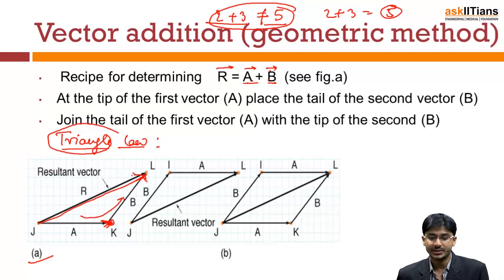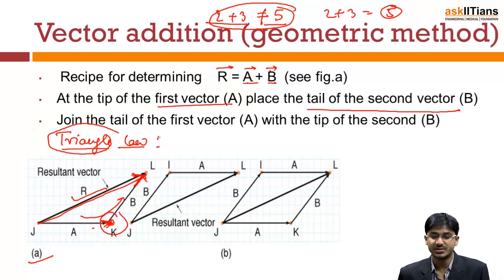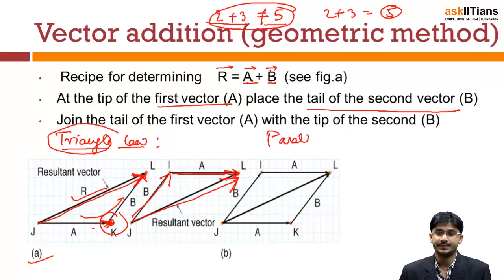Since you can see the tip was on the tail and then its tip, the direction was going like this, the resultant will be opposite in direction, like this. It will complete the triangle, and the direction will be opposite. At the tip of the first vector A, we place the tail of the second vector B. Here you can see, and we join the tail of the first vector A with the tip of the second vector B. This is how we complete the triangle, and this is the direction. So suppose vector A is this, vector B is going like this, the resultant will be joined and complete in this direction.